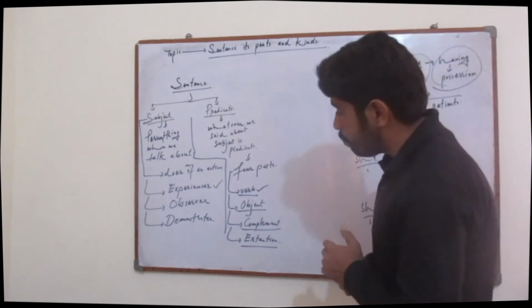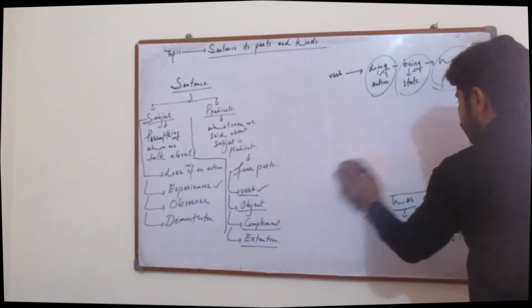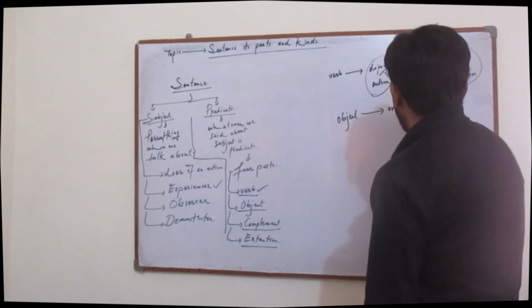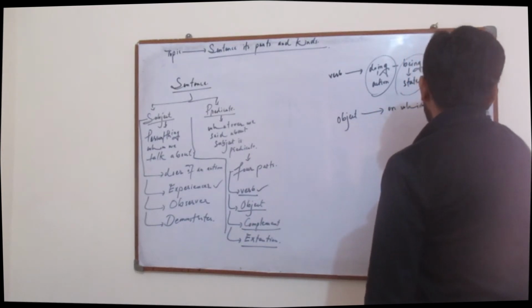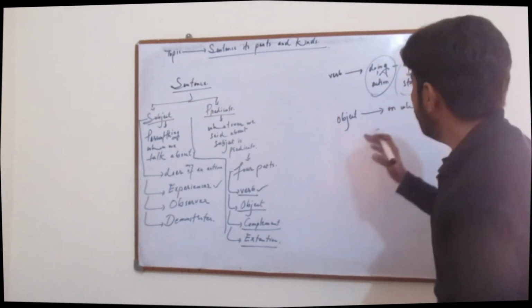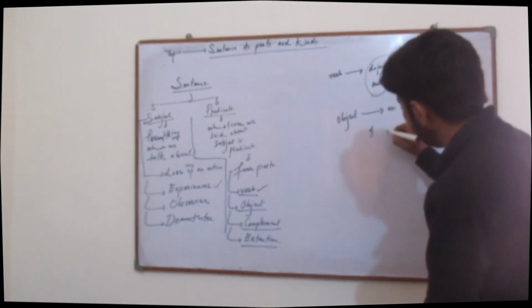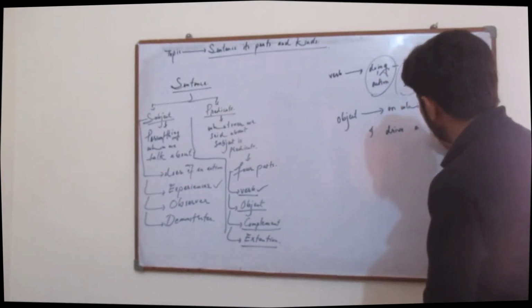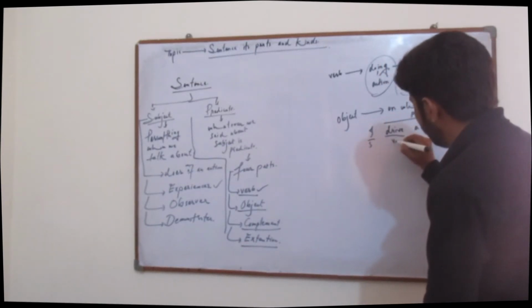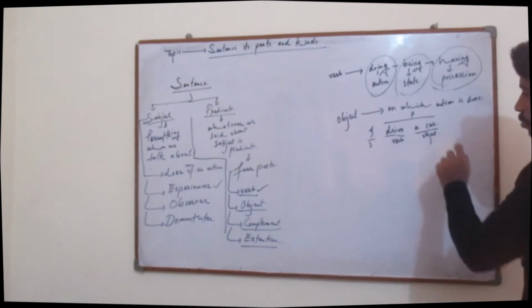Now the other part of the predicate is object. Let us discuss regarding object. What is object? Object means on which action is done, or we can say the affected person or thing by the action. For example, I drive a car. I is subject, drive a car is predicate, drive is verb here, car is object here. Why? Because on car this action is being performed. So this is said to be object.